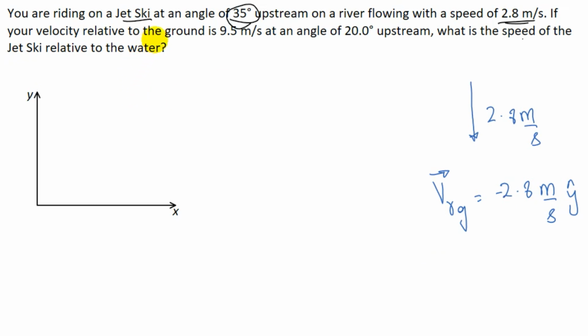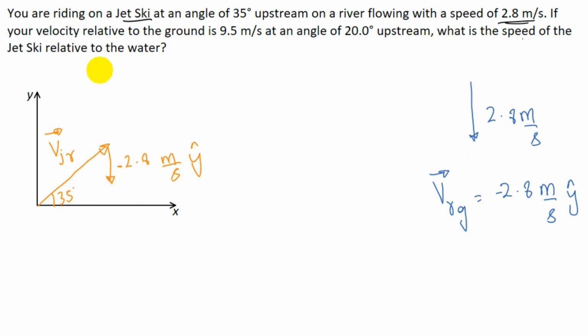And you are riding on a jet ski at an angle of 35 degrees upstream. So let me show the direction also by using this vector. This is the relative velocity of you relative to the river. So we can write the relative velocity of jet ski relative to river, it's one and the same thing, and this angle is 35 degrees. And this is 2.8 meter per second, more precisely it should be minus with y cap.